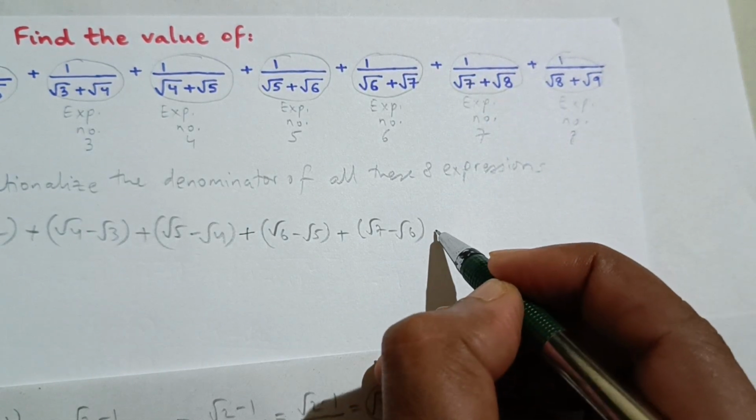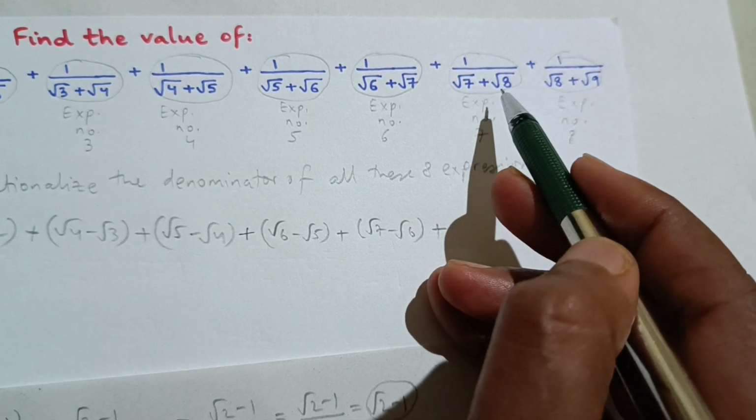And then we are left with these two. Let us do this also. 1 upon square root of 7 plus square root of 8.